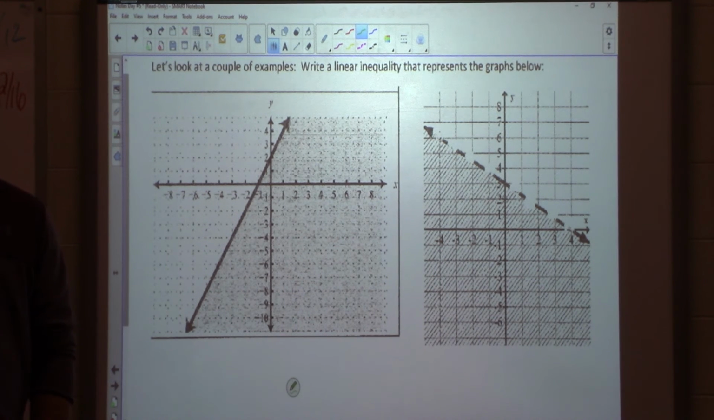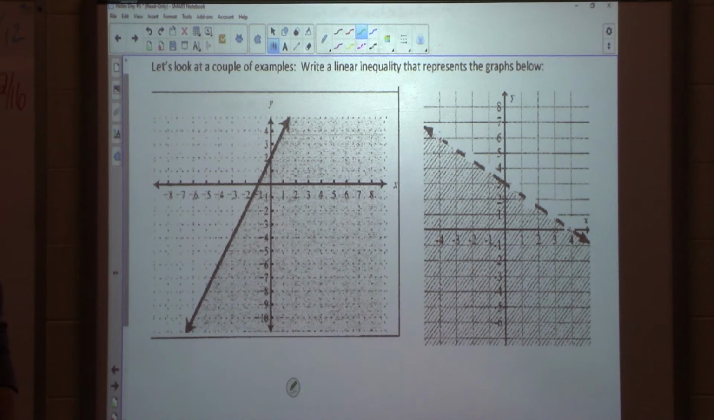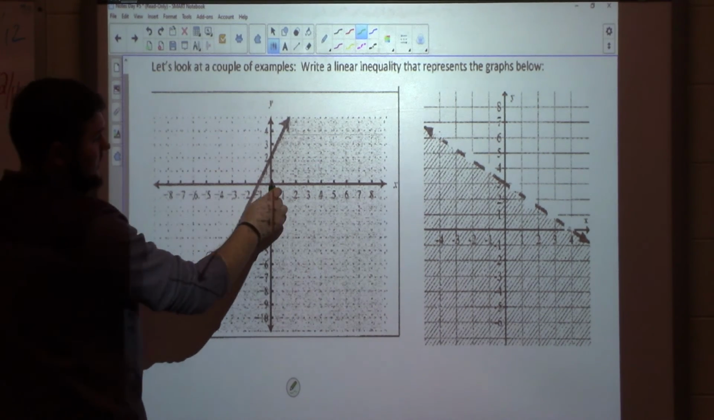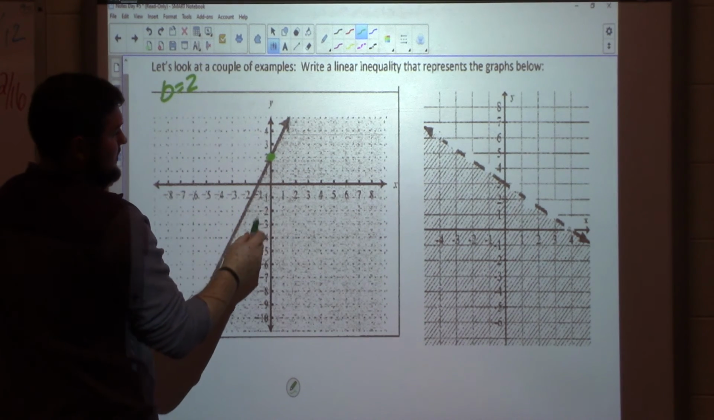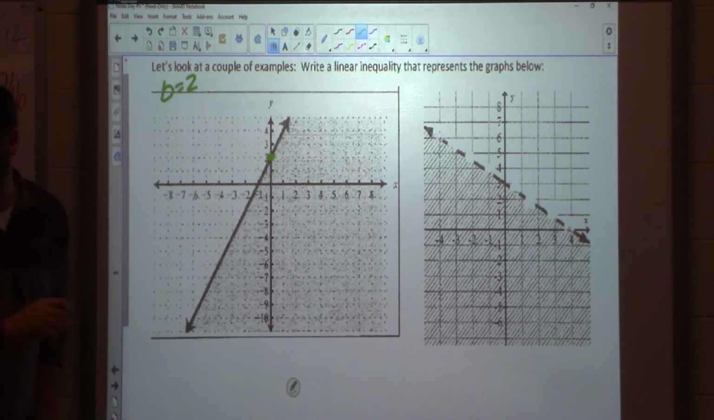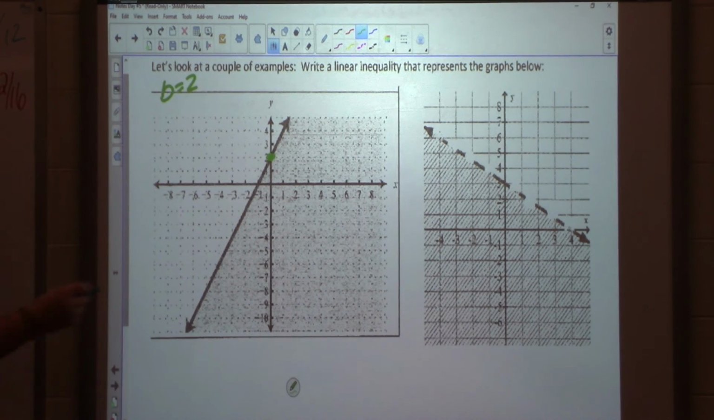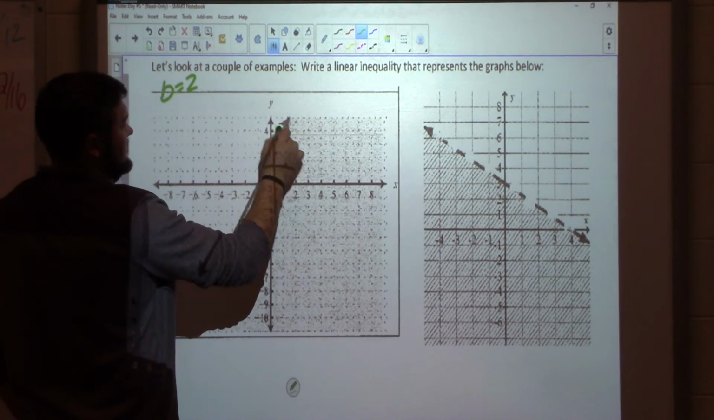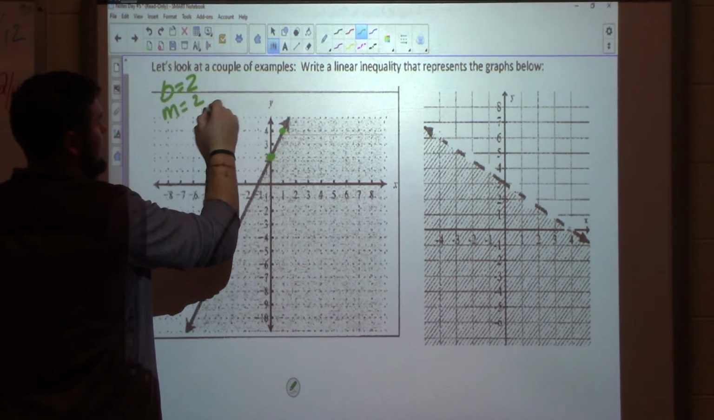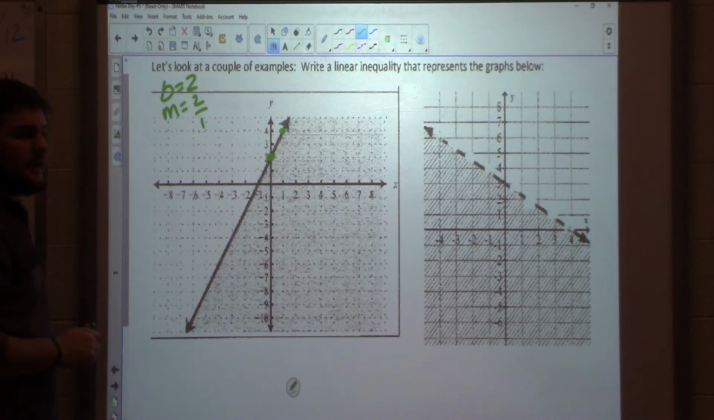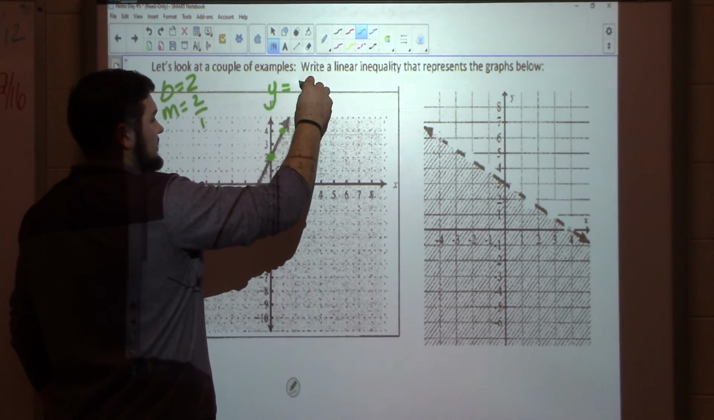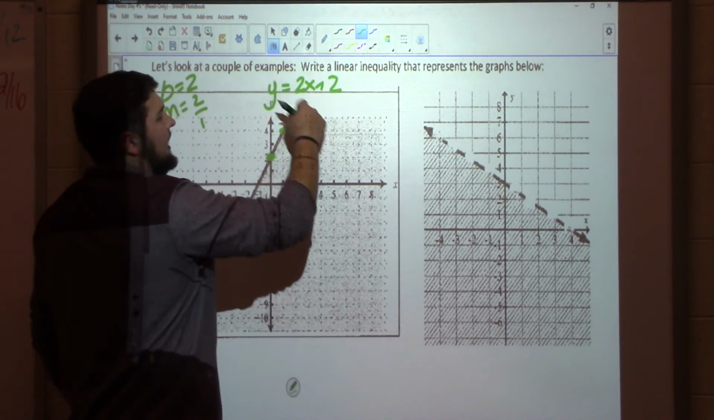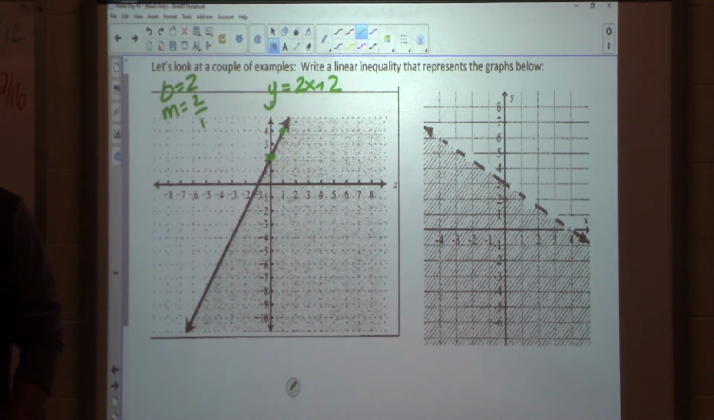But if I want to write an equation of a line, what are the two things I need? Y-intercept and slope. Well, if I look on here, where's my y-intercept? 2. What's my slope? Up 2 over 1. So slope is 2 over 1 or 2. So when I go to write it, I'm going to look and see, well, y equals 2x plus 2. But I don't want an equation. I don't want an equal sign.